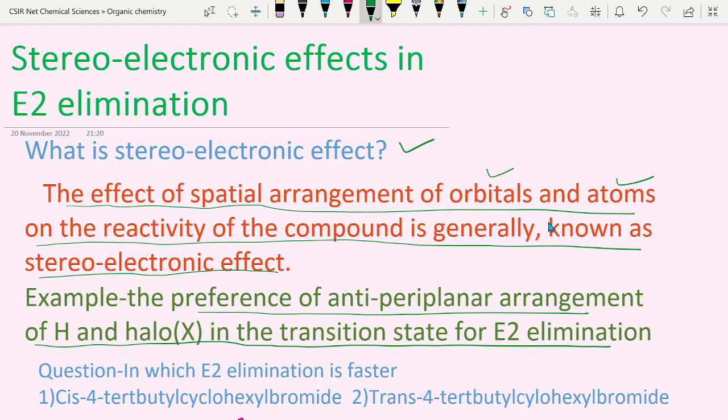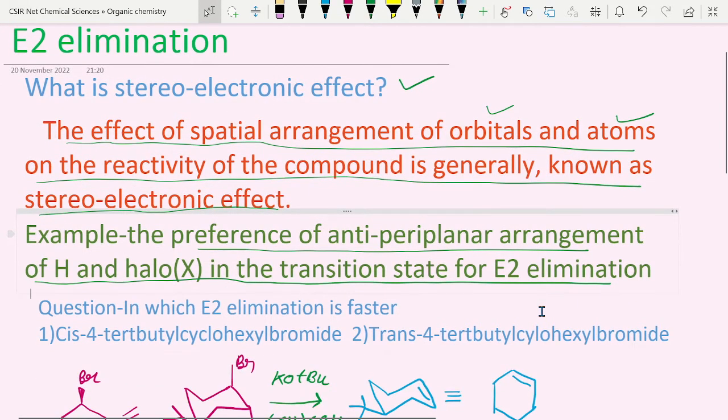As we know, when E2 elimination happens and the hydrogen and halogen are opposite, or anti-periplanar, to each other, the rate of reaction is faster and E2 elimination takes place easily. So this is an example of the stereoelectronic effect that we know in E2 elimination.